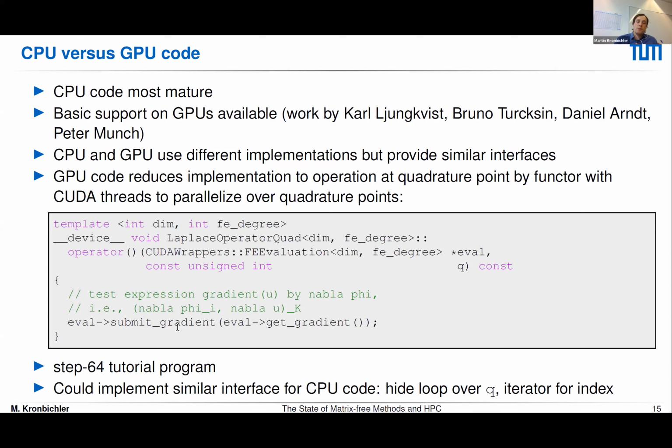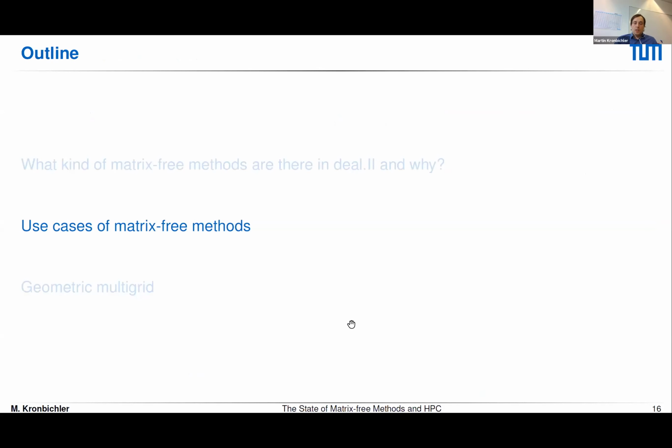And we have step 64 written by Bruno and Daniel showing how this works. And of course, we could make the simplification. One thing which is different is that the index Q for the quadrature point is in the CPU code, but not in the GPU code. That might be something for improving actually the CPU code, the old code we have, to get it away from that. Okay, what is use cases?